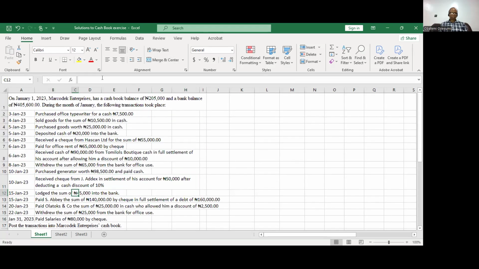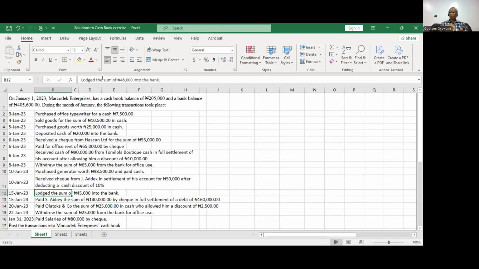Lodge the sum of 45,000 into the bank. So this time around, you're taking from, look at the terminology. That's why you need to practice. You need to do a lot of practice so that you're able to have an understanding of how these things are being framed. The framing of the question will determine how you're going to post your transaction.